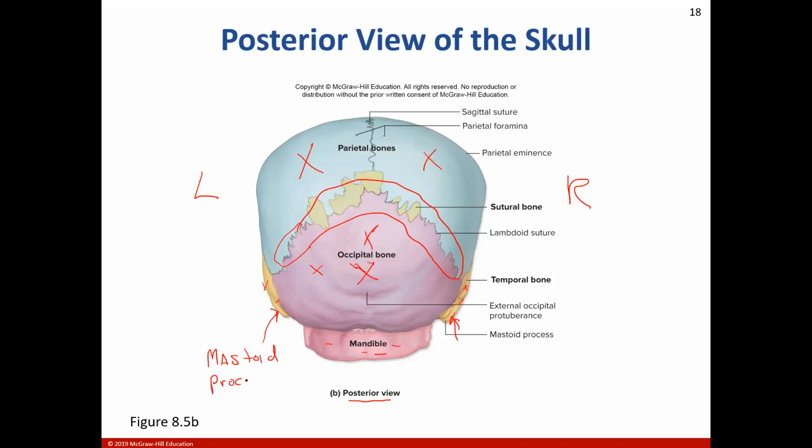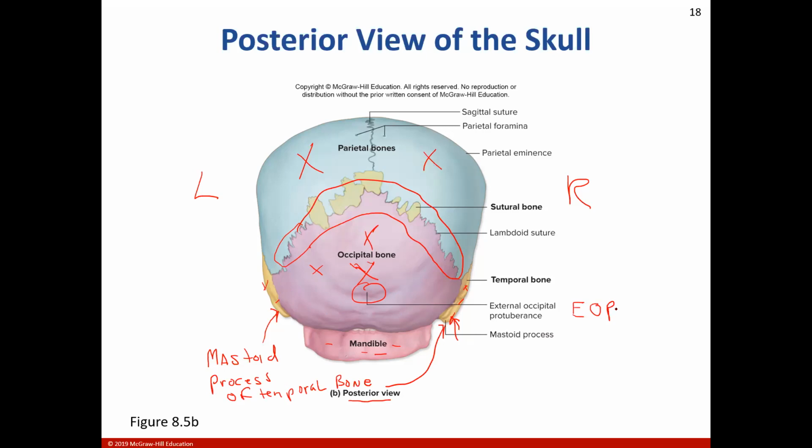process of the temporal bone. It's on both sides too. It's here too. So that's temporal bone. It's not occipital. Occipital has a protuberance, which we call the EOP, the external occipital protuberance. And you can feel that too. That's a pretty good landmark on the back of your skull.